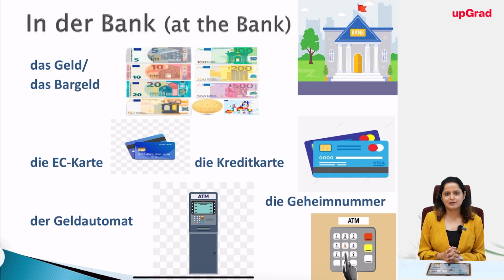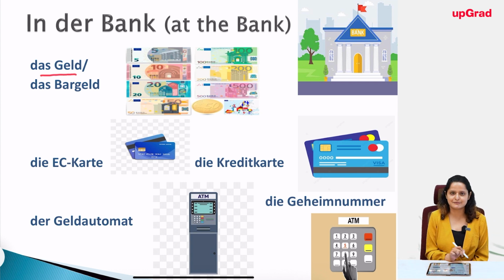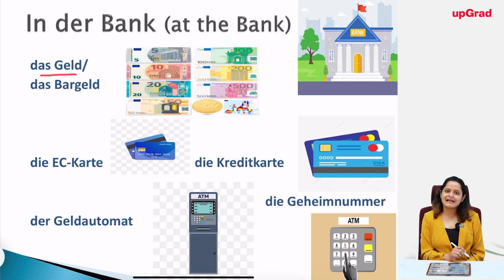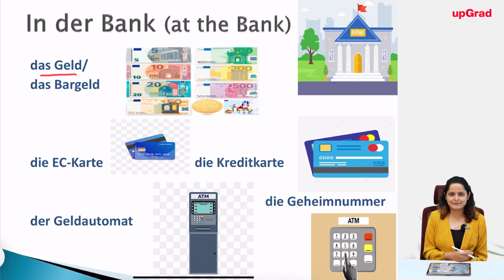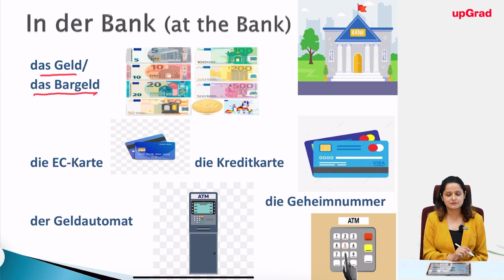So first, let's take a look at these words. The very basic word when we come to think of a bank is money. So the first word I have for you here is das Geld, which means money. In general, Geld means cash. So if you want to specify that, we have one more word, Bargeld. The bar here stands for cash. So das Geld is money, whereas Bargeld specifically means cash.